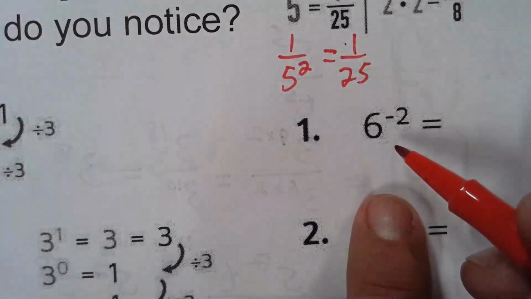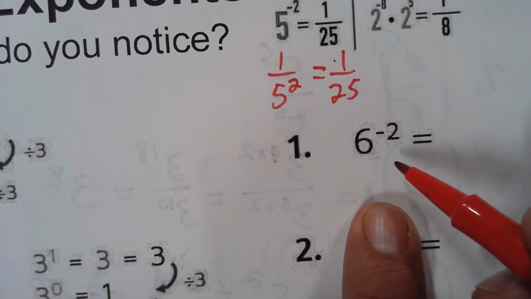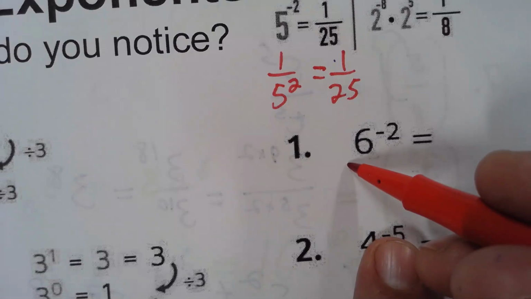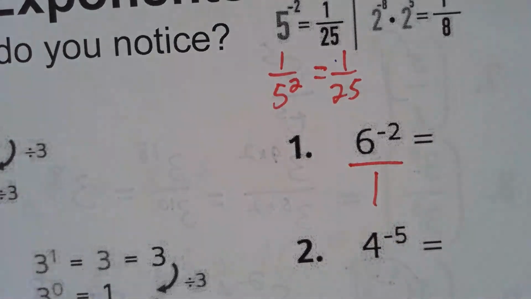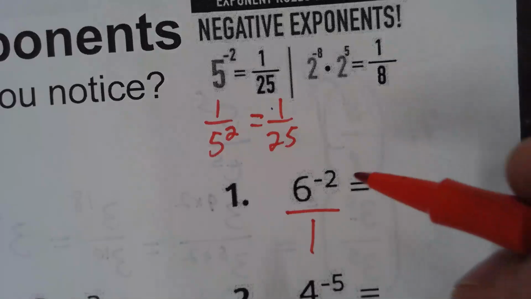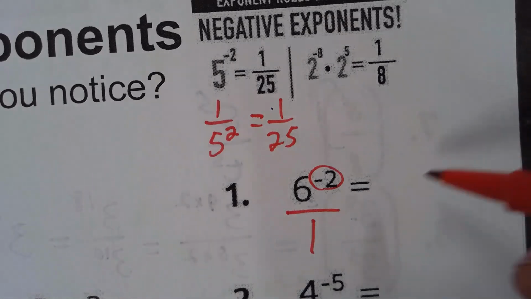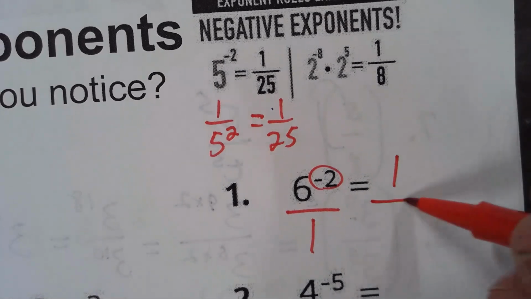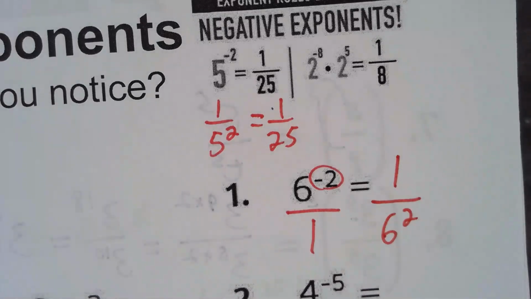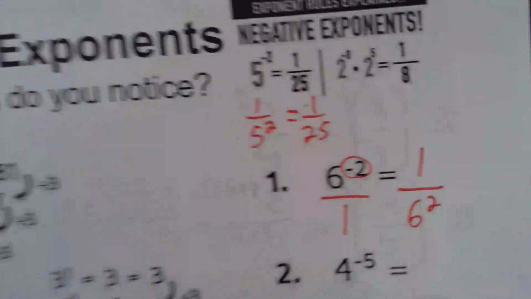So if I have something like 6 to the negative 2, one thing I can do with any number is I could just put a 1 down there, right? Because anything divided by 1 is itself. So this negative exponent is just saying, hey, move me to the opposite side. Move me to the denominator. So 6 to the negative 2 is the same as saying 1 divided by 6 squared. I just flipped it over, and flipping it over will automatically get rid of that negative sign on the exponent. So again, when you have a negative exponent, all you need to do is flip that fraction over.